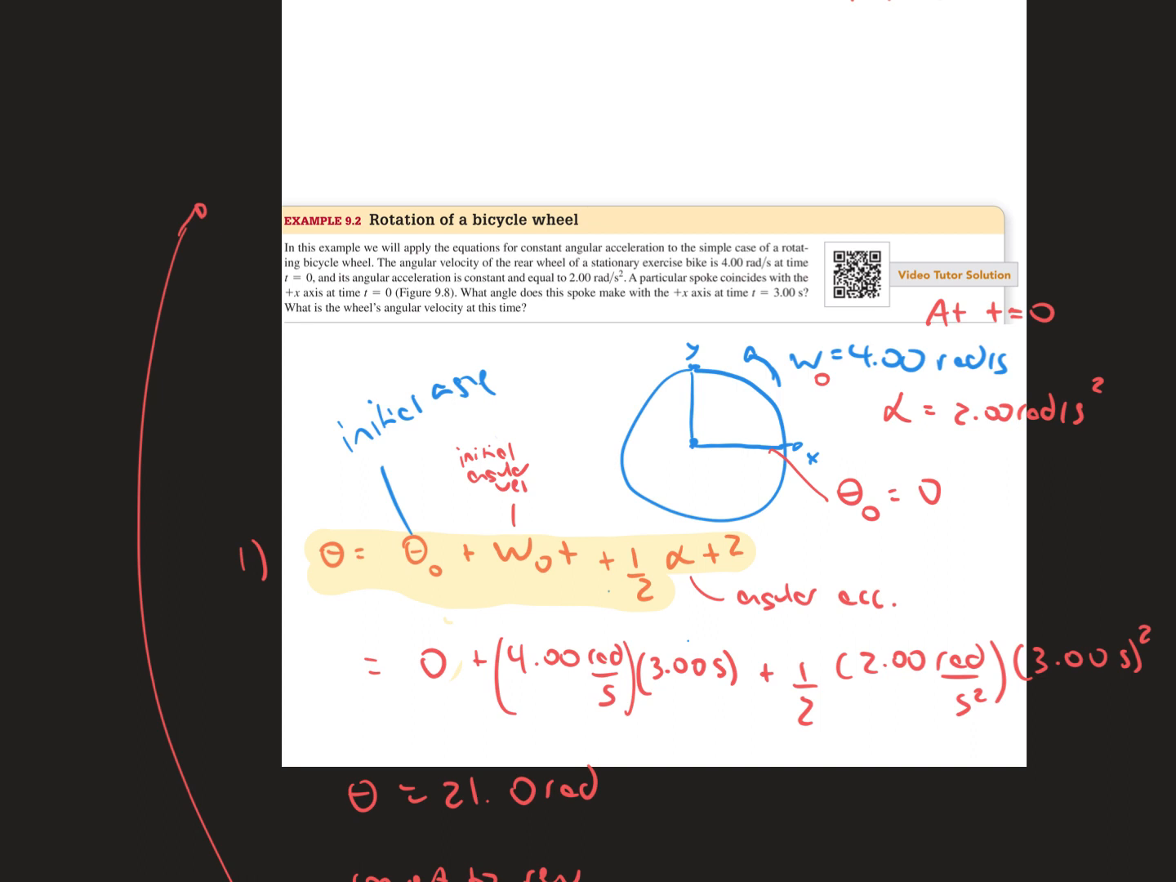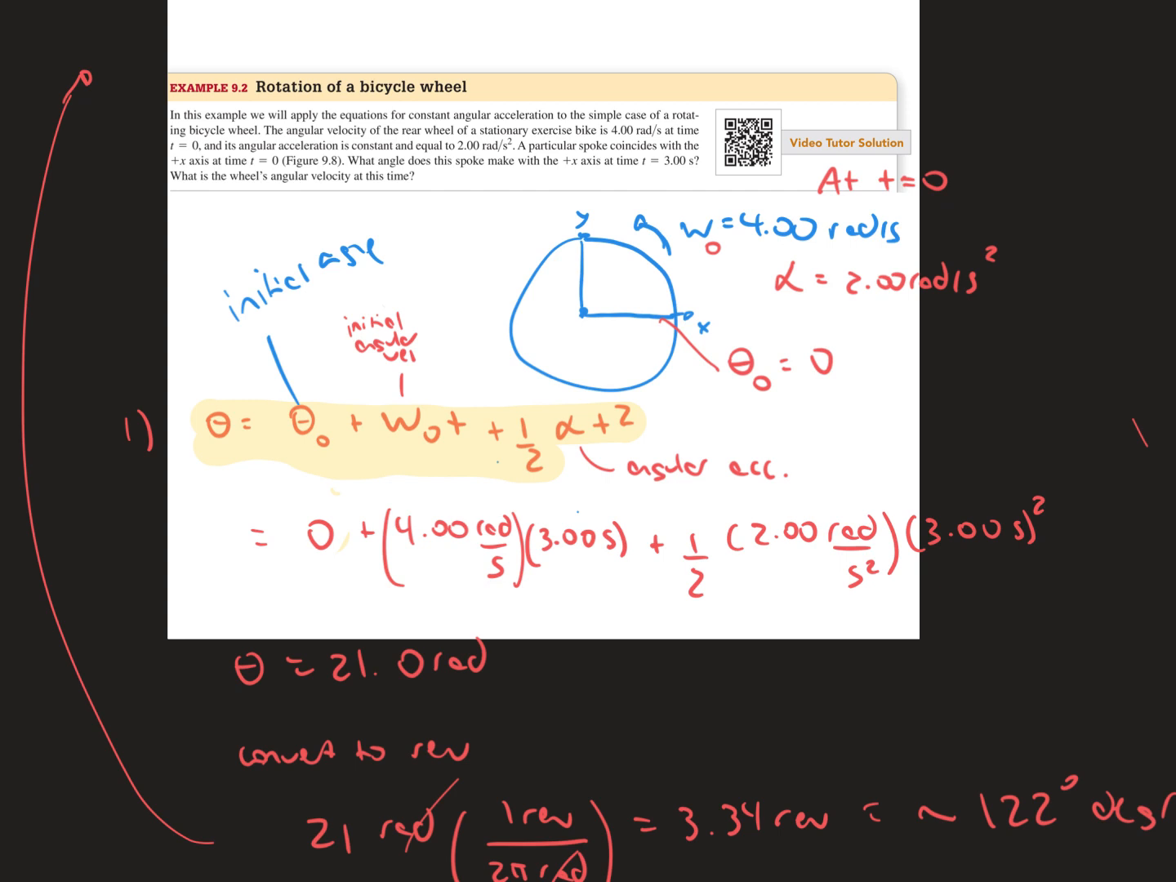Next, a particular spoke coincides with the x-axis at time t equals 0. The question is, what angle does this spoke make with the x-axis at time t equals 3 seconds? And lastly, what is the wheel's angular velocity at this time?